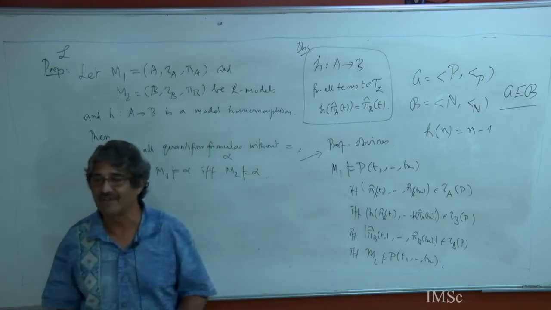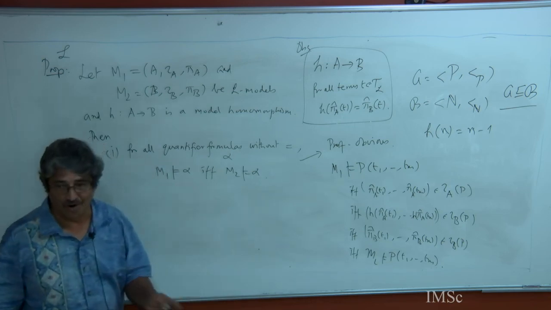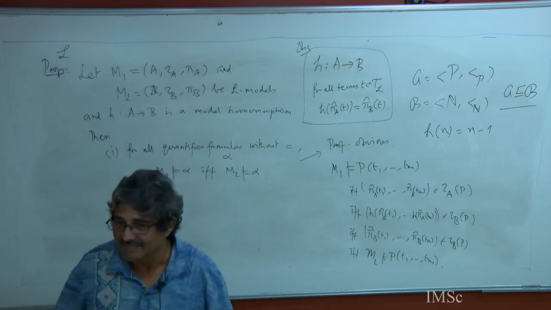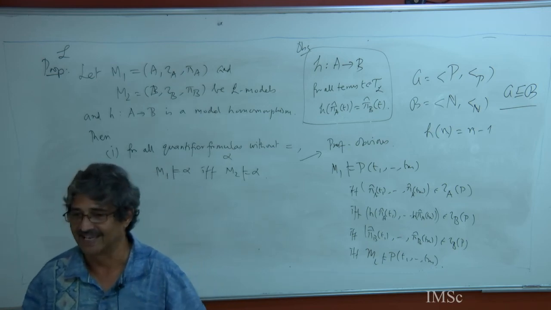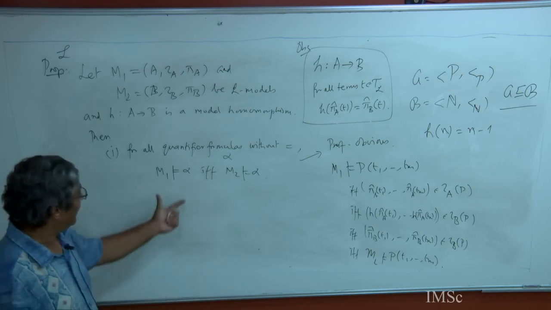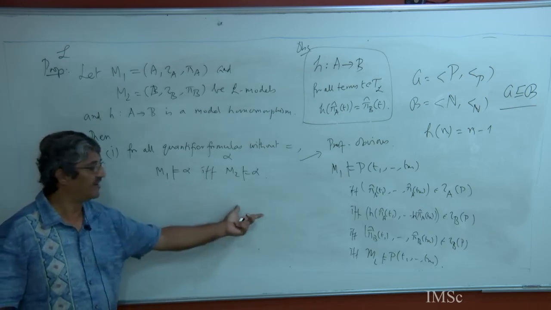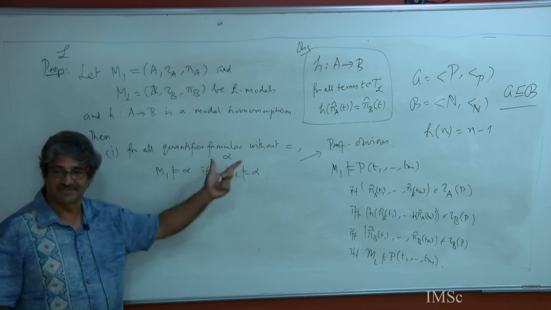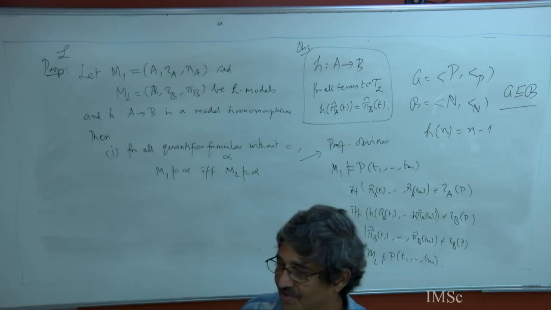Now you are only left with it's quantifier free. So your formula alpha can be of the form not beta or some boolean, beta1 or beta2, right? Let's say that's enough. M1 satisfies not beta if and only if M1 doesn't satisfy beta, if and only if by induction hypothesis M2 doesn't satisfy. Boolean cases must go through, right? So this is clear.